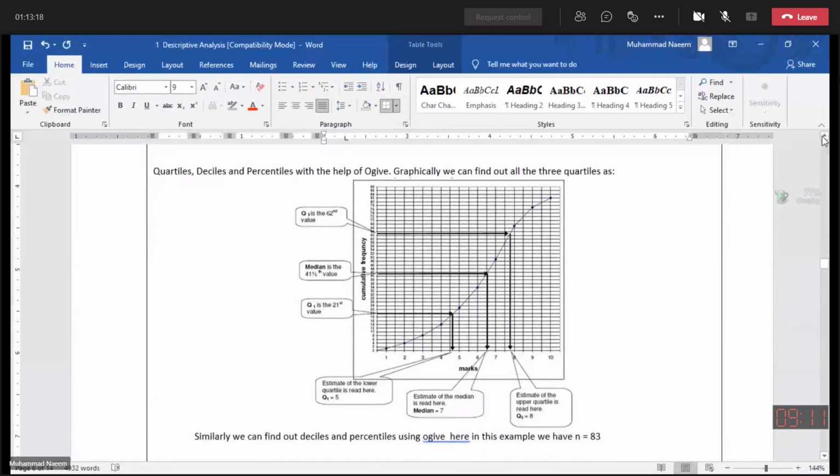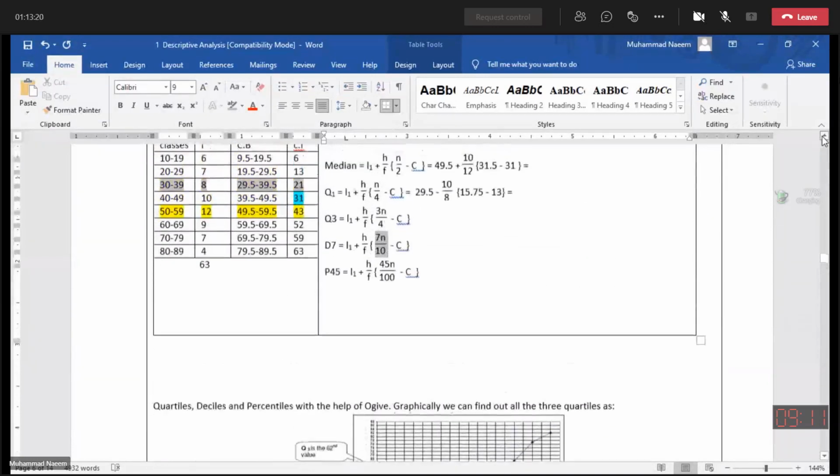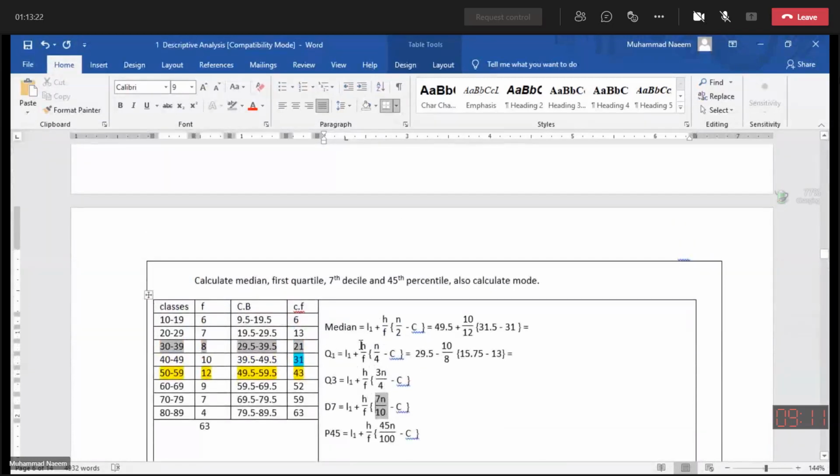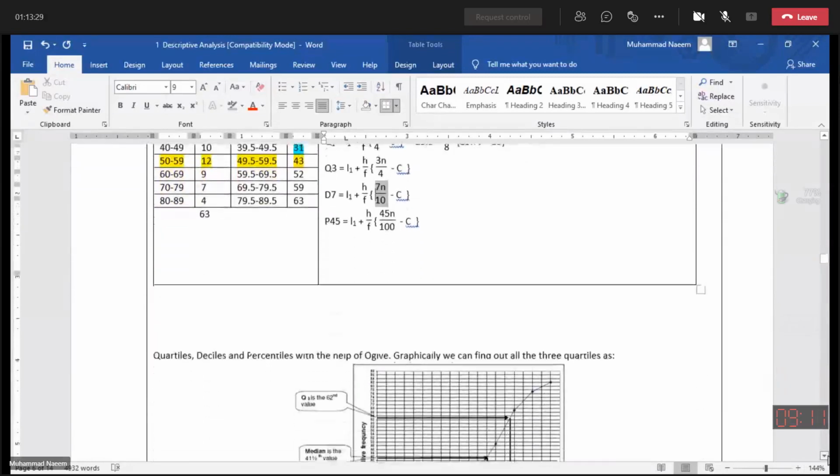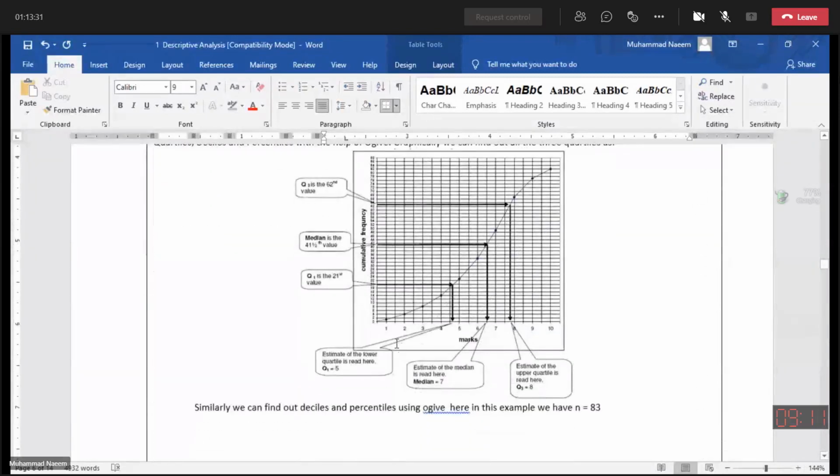Now, if we trace out an ogive for this distribution by considering midpoints along the x-axis and cumulative frequency along the y-axis, this will be the ogive. For the median, let's find the value n by 2.